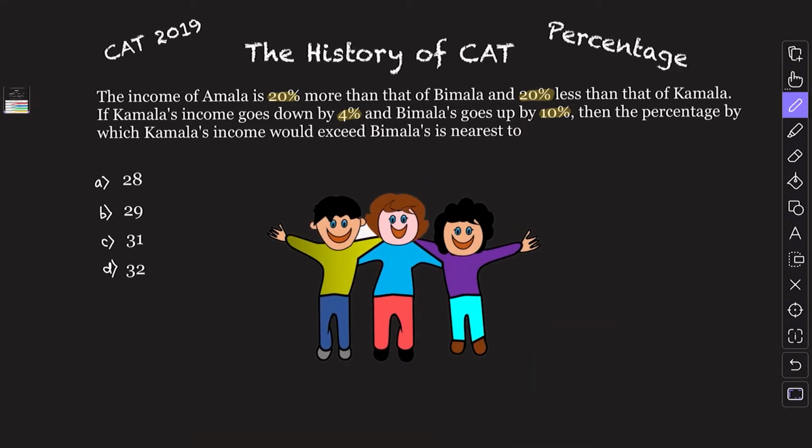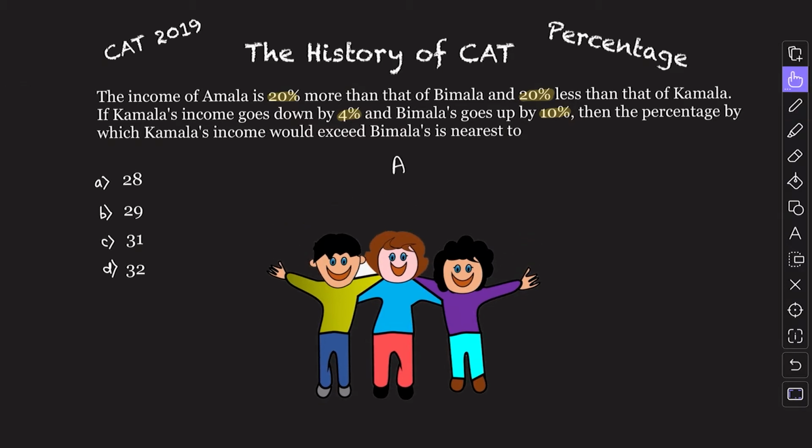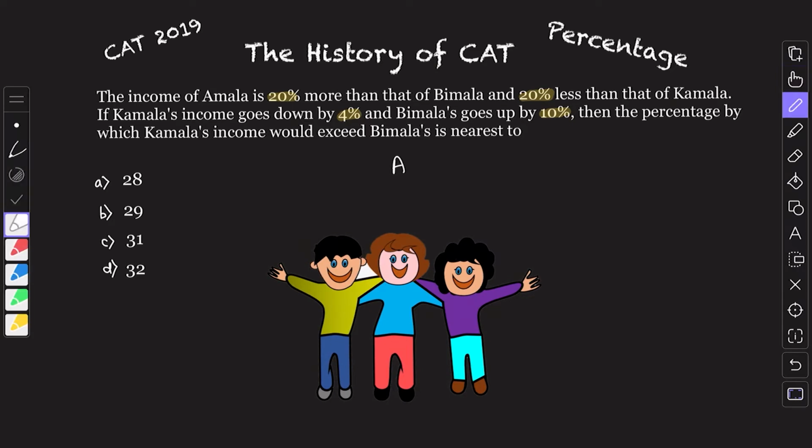So let's start with our characters. Amla is compared to whom? Bimla and Kamla. So we'll keep center as Amla, and we'll keep here Bimla, and this would be Kamla, because Amla is compared to Bimla and Kamla. The income of Amla is 20% more than that of Bimla, so let the income of Bimla be 100. Since the income of Amla is 20% more, what will I write here? The income of Amla becomes 120, right? This becomes 120.